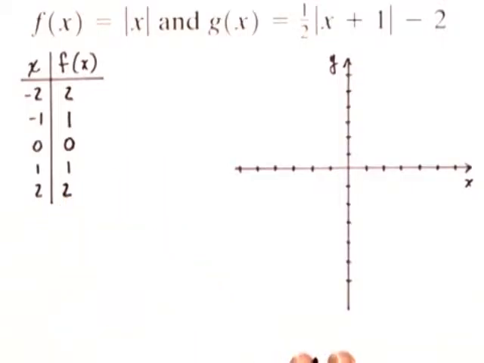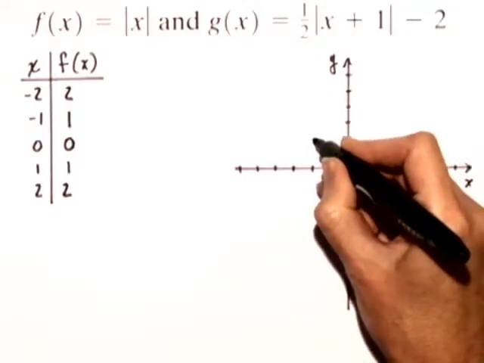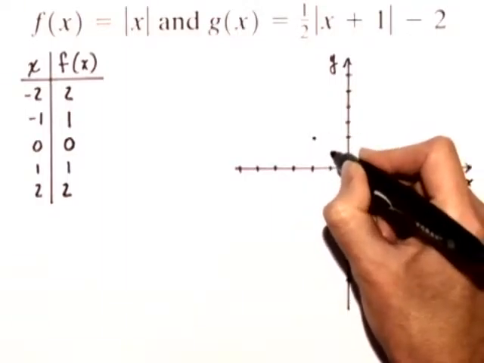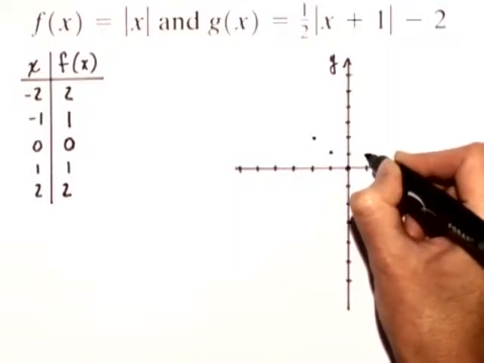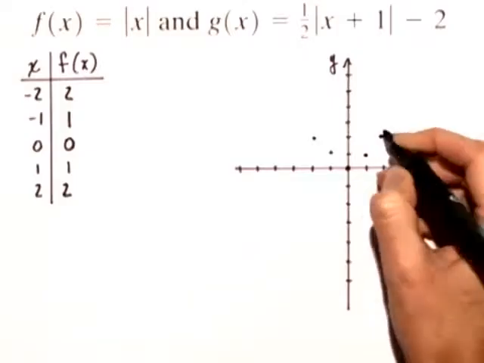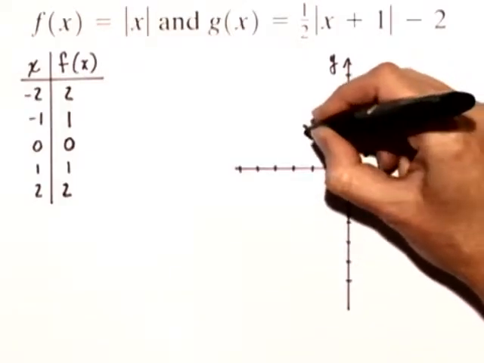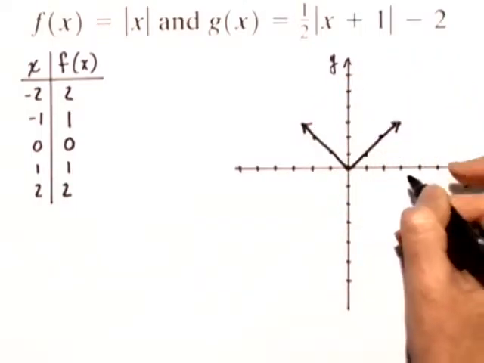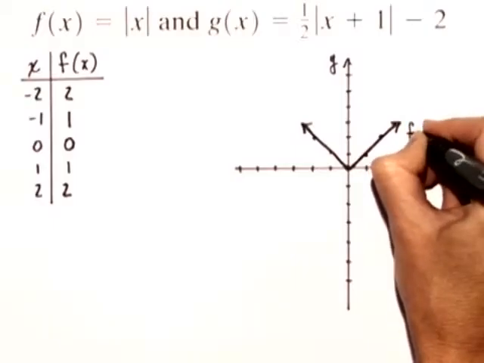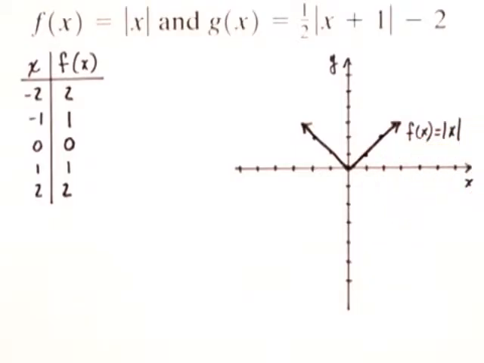Now I'm going to graph this first function in black. So let's plot these points. -2, 2; -1, 1; 0, 0; 1, 1; and 2, 2. And we can see that it is in the shape of a V. So this is the graph of f of x equals the absolute value of x.